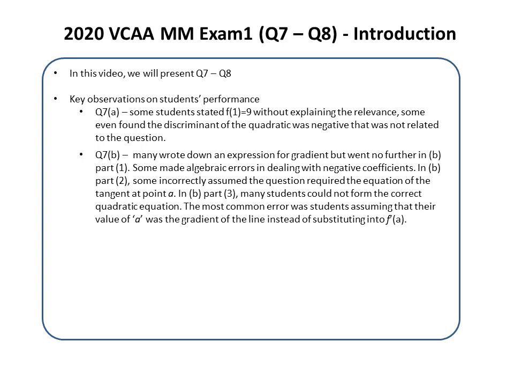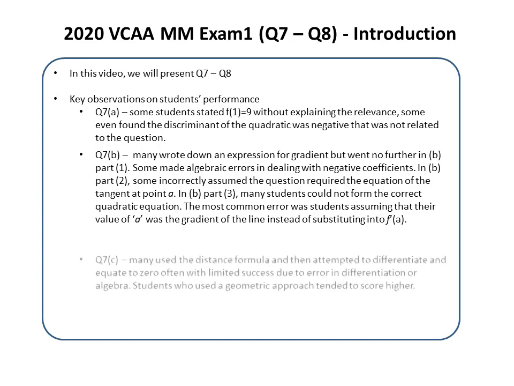As for part B sub part 2, though most students recognized that an evaluation of the derivative was required, some incorrectly assumed the question required the equation of the tangent at point A. In part B sub part 3, many students who used the equation of the tangent method could not form the correct quadratic equation. The most common error was students assuming that their value of A was the gradient of the line instead of substituting into f prime of A.